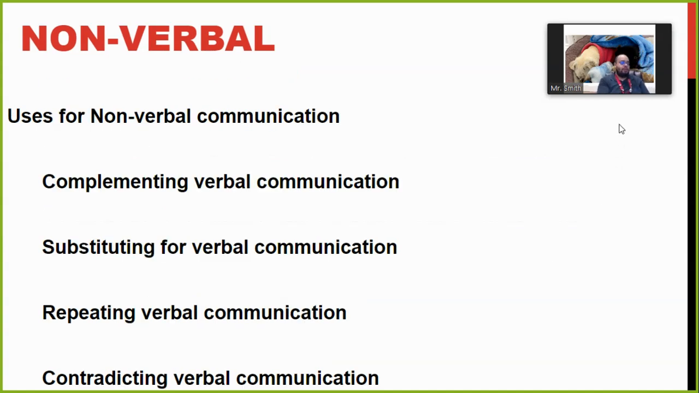So the uses for nonverbal communication, there's a couple of reasons to do this. Complementing verbal communication. So when you talk with your hands like this, just kidding. But when you do, you're complementing your verbal communication. Okay. Substituting for verbal communication. Mr. Smith, I understand. Thank you for teaching me this. Instead of saying those two weird pseudo robotic sentences, you could say, easy enough, right? So it substitutes for verbal communication.